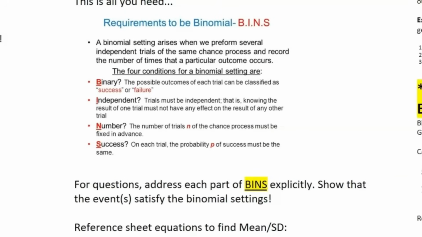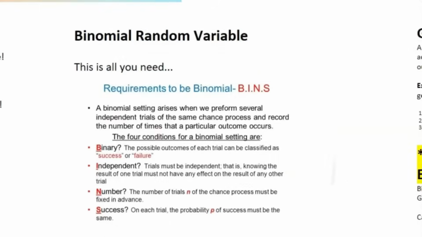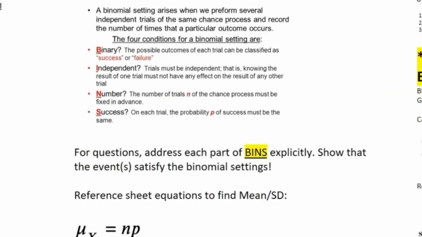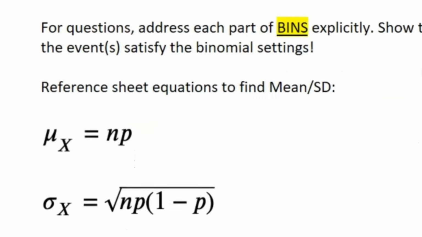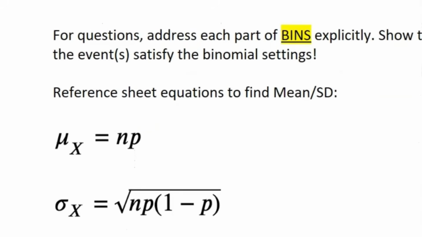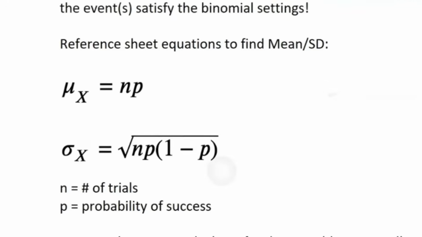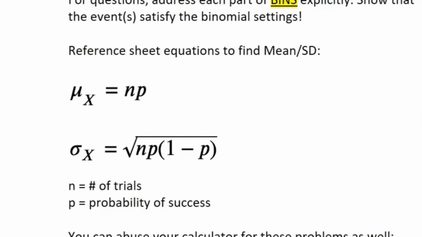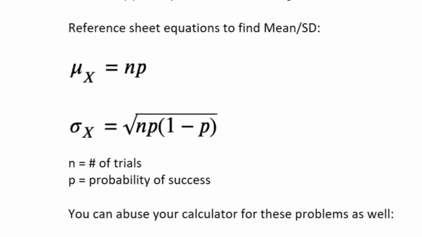So make sure for questions, you address each part of BINS, B-I-N-S, explicitly and show that the events satisfy the binomial settings to prove that's actually a binomial random variable. For the mean and standard deviation, these are on your reference sheet. We have the mean and the standard deviation where n equals the number of trials and p equals the probability of success.